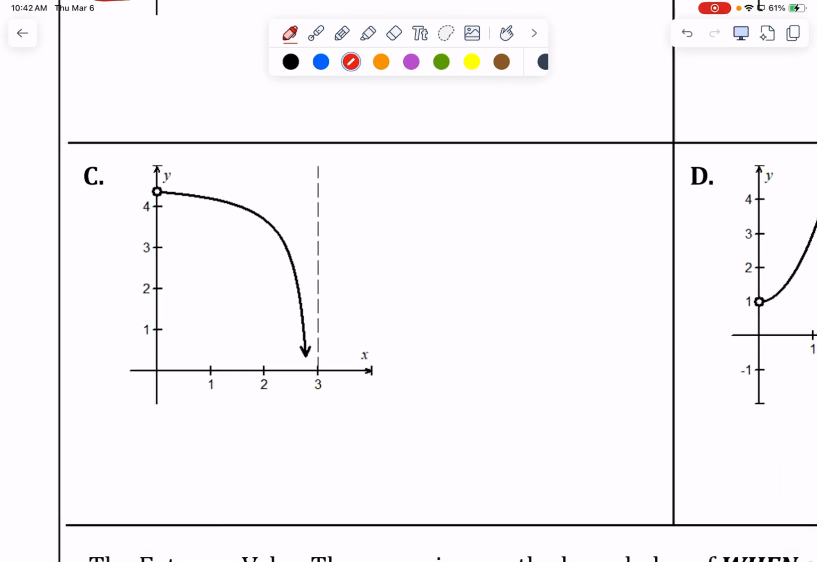Does EVT apply here from 0 to 3? What does it say? f has to be continuous on the closed interval. Is it continuous on the closed? Definitely not. It's open here, and there's a vertical asymptote at 3, so it is definitely not continuous on the closed. So will EVT apply? No. Is there a max or a min on this one? There's neither. You can't get a max because you can keep getting closer to this, and this goes down forever. So definitely not a max or a min.